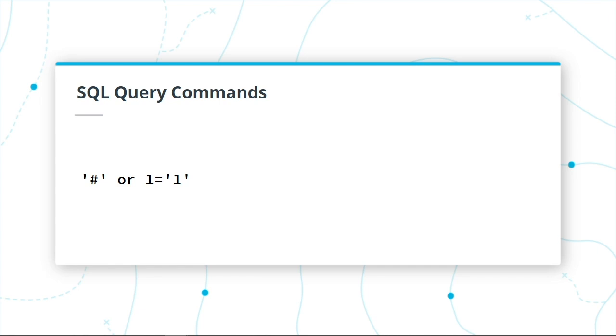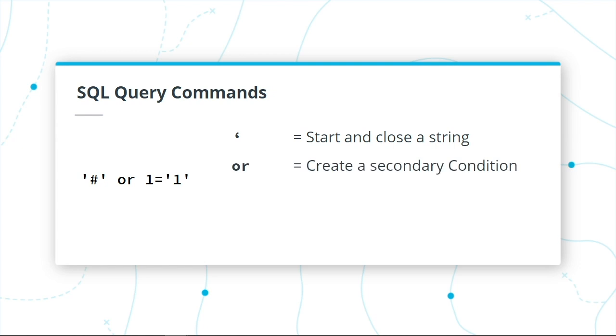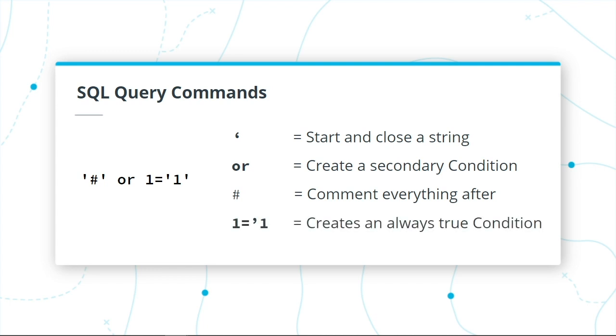It's important that you know some SQL syntax. For instance, a single quotation mark represents the start and the close of a string. If you see or, it means that we can create a secondary condition. And if you see the pound sign, it means that everything after this symbol is a comment and should not be considered a statement. And 1 equals 1 is a true statement. So anytime a SQL database sees this, it will assume that whatever statement you've made is a true condition. Take a few minutes to study this and digest it for a second. It will be important to know them as we move forward.